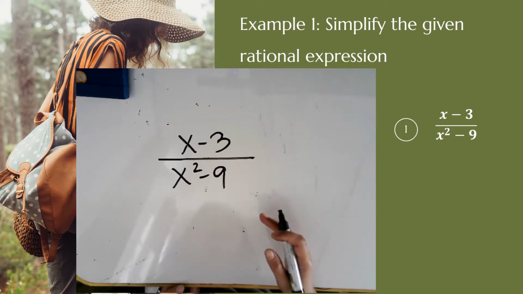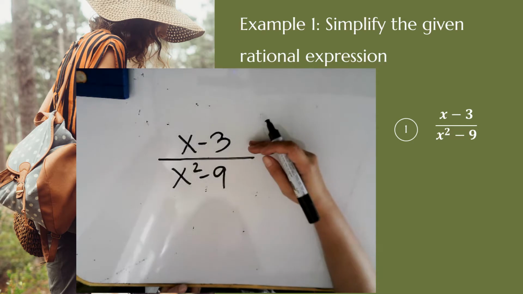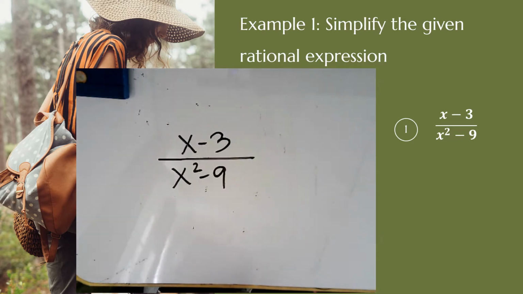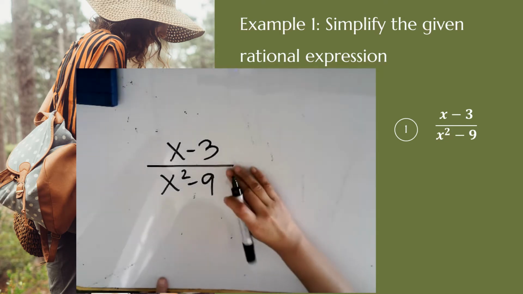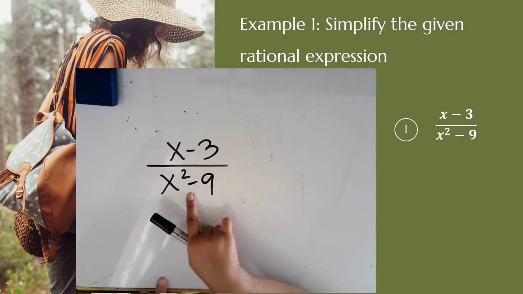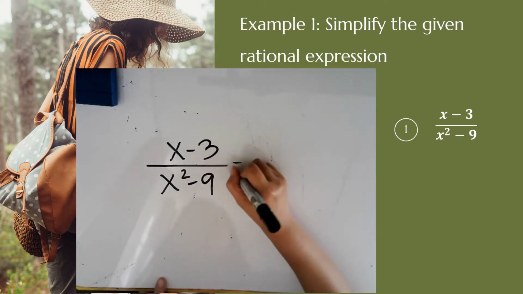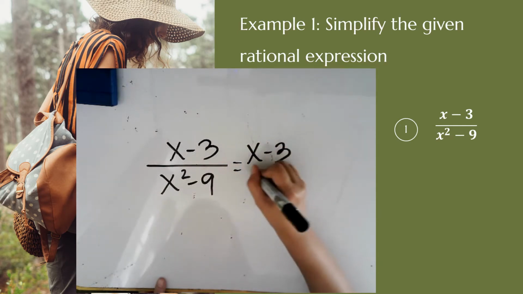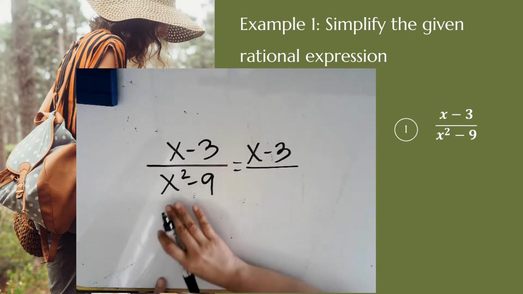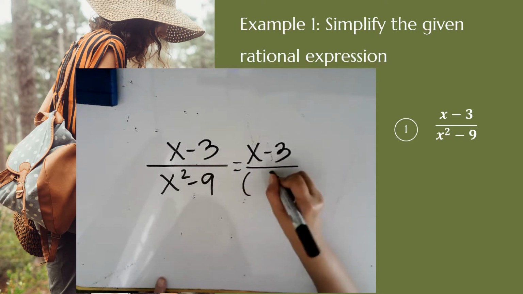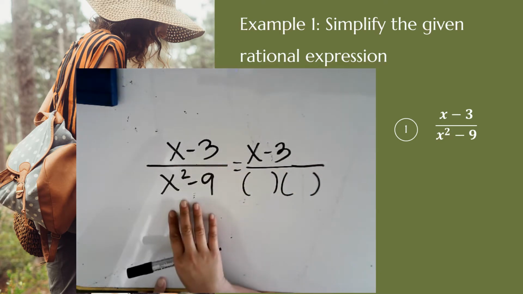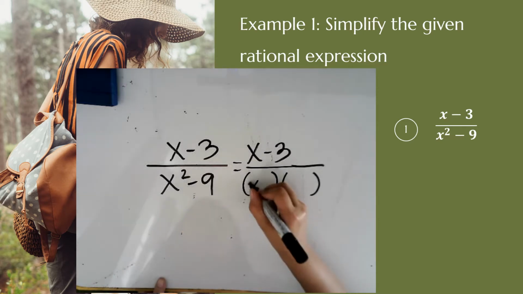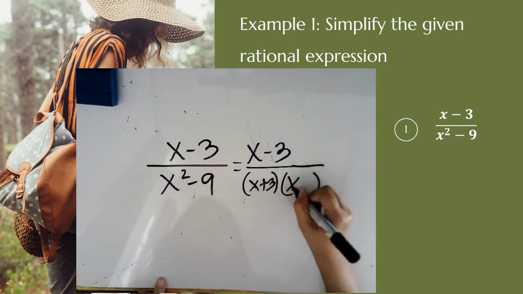So which can we factor? Is it the numerator or the denominator? Yes, it is the denominator. So this is an example of difference of two squares. So we will just copy the numerator x minus 3 and let's factor the denominator x squared minus 9. The factors of x squared minus 9 are x plus 3 and x minus 3.